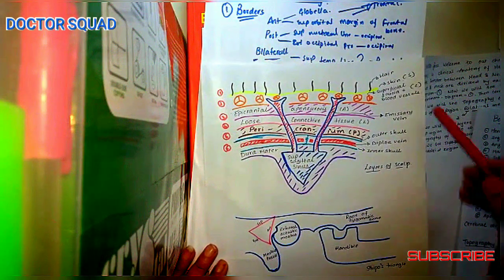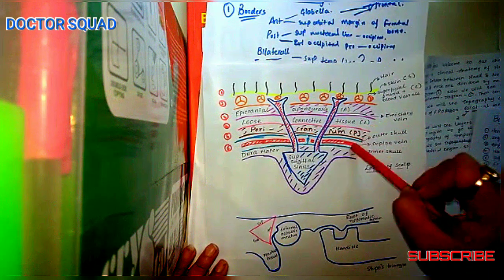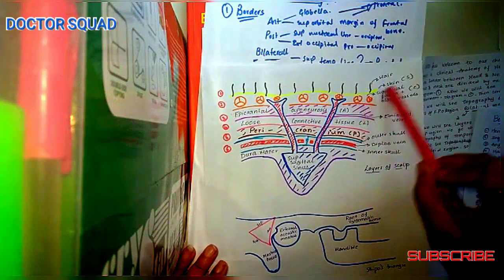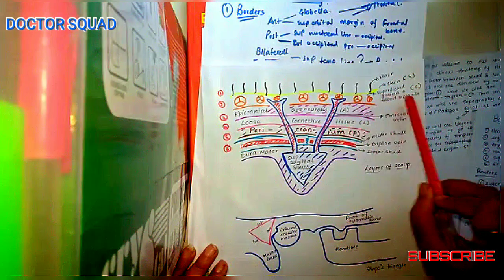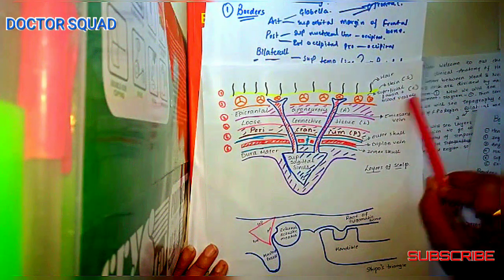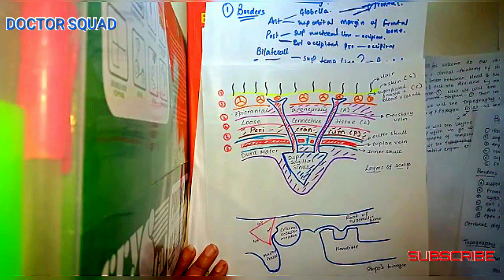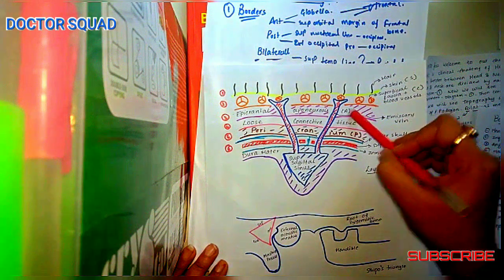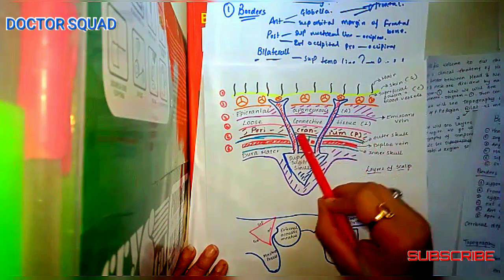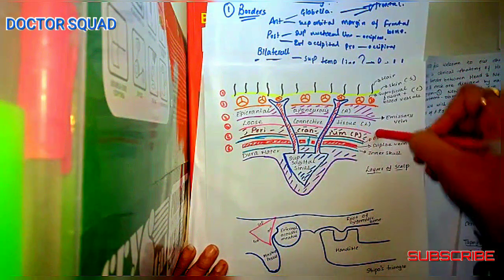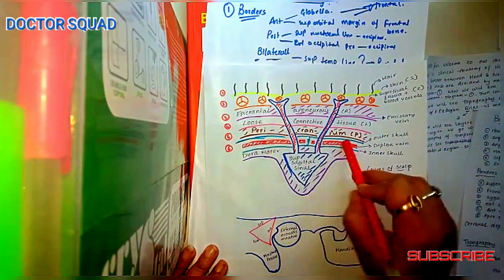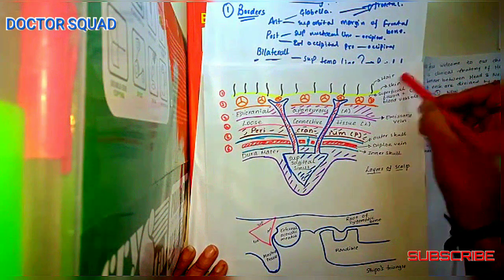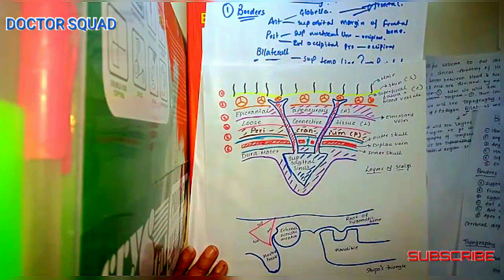Here you can see I have written SCALP, right? S consists of skin. C, superficial fascia plus blood vessels. It's C because it is connective tissue, right? Then A, aponeurotica. L, loose connective tissue. And P, pericranium or periosteum. Here is a mnemonic of the scalp of the fronto-parieto-occipital region.